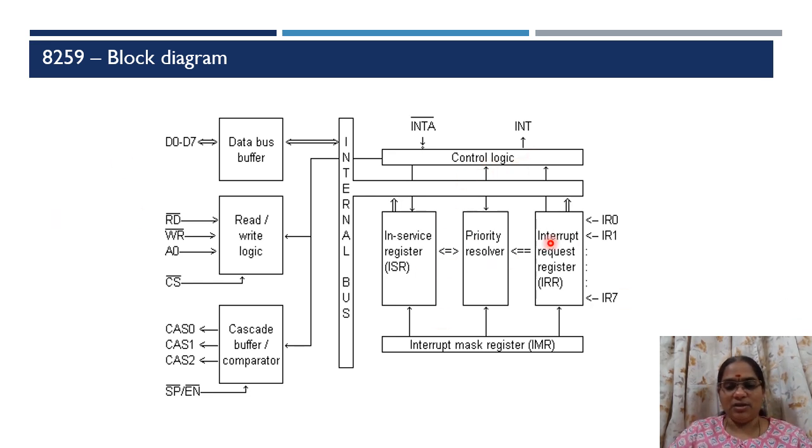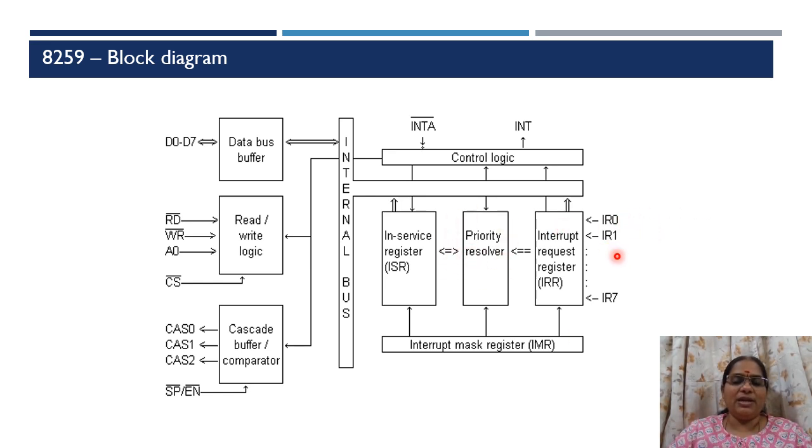Whenever an interrupt comes, it will be registered in the interrupt request register. Out of the 8 interrupts, whichever request has come will be noted in the interrupt request register. Then we have the interrupt mask register. If I don't want a particular interrupt, say IR0, to be allowed, it can be masked. Whichever interrupt you don't want to allow can be masked using this interrupt mask register. Priority can also be set. If I want to give interrupt 1 the highest priority, that can also be set. After doing all that, you make use of a priority resolver.